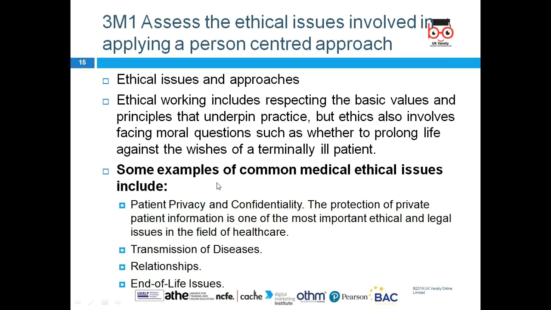So here are some examples of common medical ethical issues, and then we're going to be going over some theories that go over ethical and moral issues. The examples are as follows. Patient privacy and confidentiality. The protection of private patient information is one of the most important ethical and legal issues in the field of healthcare. Then transmission of diseases, relationships, and end-of-life issues. So those are some of the issues that can be faced for ethics.